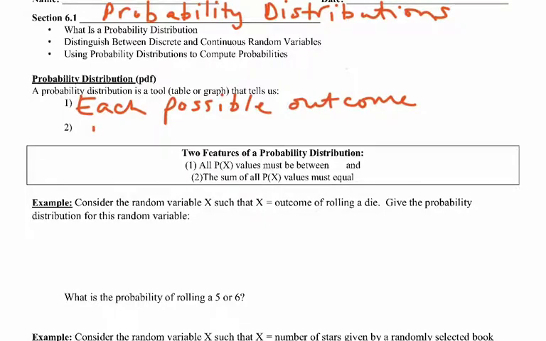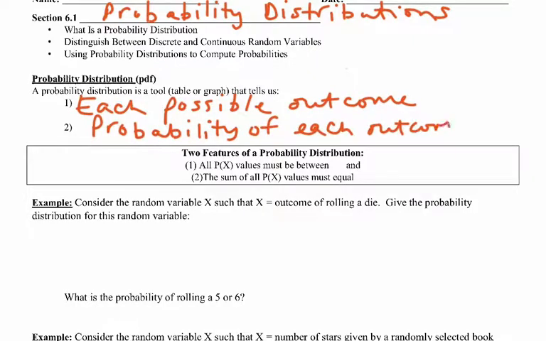And then along with that, it tells you the probability of each outcome occurring. How likely is it that it's going to land on heads? How likely is it that I'm going to roll a 2? Just some simple examples. But those are the two main things you want to remember for a probability distribution. It tells you what each possible outcome is and the probability of each outcome occurring.